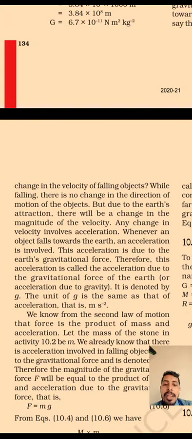We represent this with G, small letter g. It's important: small letter g. Capital letter G is the universal gravitational constant, while small letter g is acceleration due to gravity. Don't be confused or make mistakes in calculation.